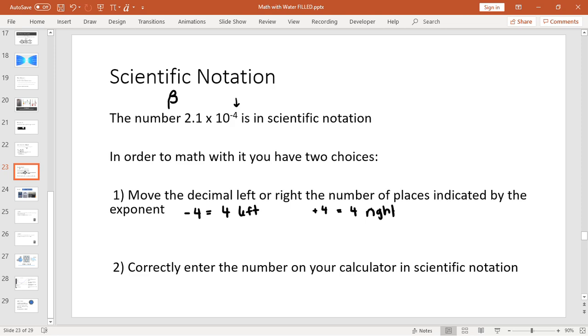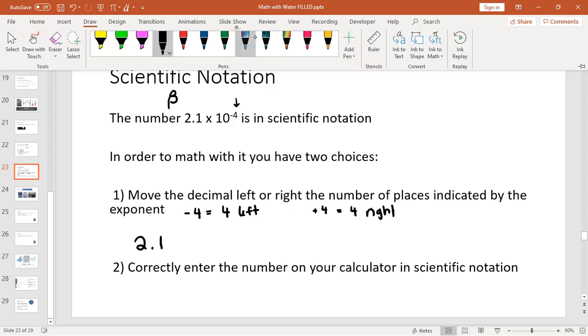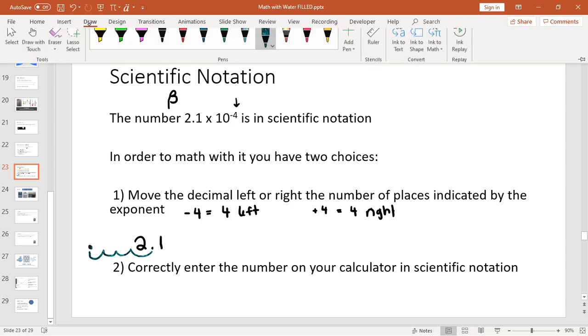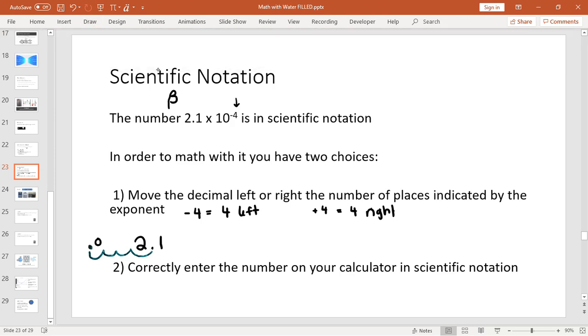So you can change the number right away before you use your calculation. If I have 2.1 times 10 to the negative 4, I need to move my decimal place 4 to the left: 1, and then just leave spaces, 2, 3, 4, and now you have your decimal place here. You fill in the missing spots with zeros, put it in front so it's clear. So that is equivalent to this number. 2.1 times 10 to the negative 4 is the same as this.